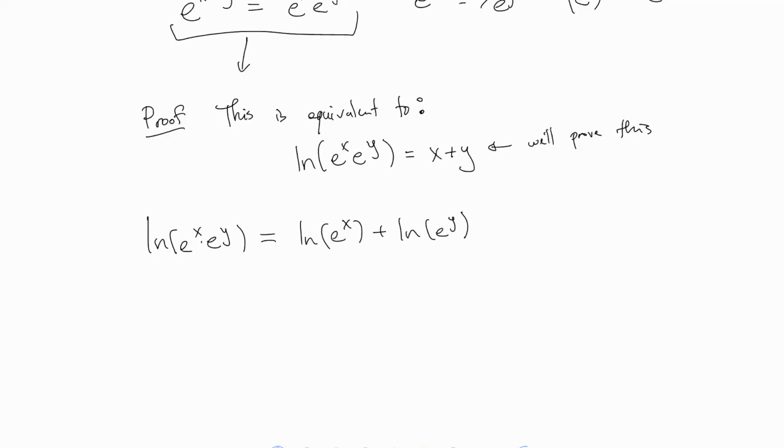And then what is ln e to the x? Those are inverses, so this is just x, and this is just y. And that is, I said, we'll prove this, that's it, right? I just did prove this. That's what I said we needed to prove, this right here. And it follows from the multiplication and addition rule of the natural log.